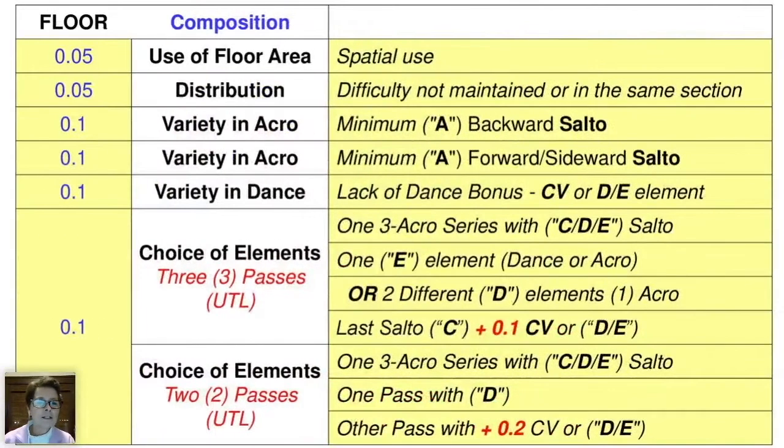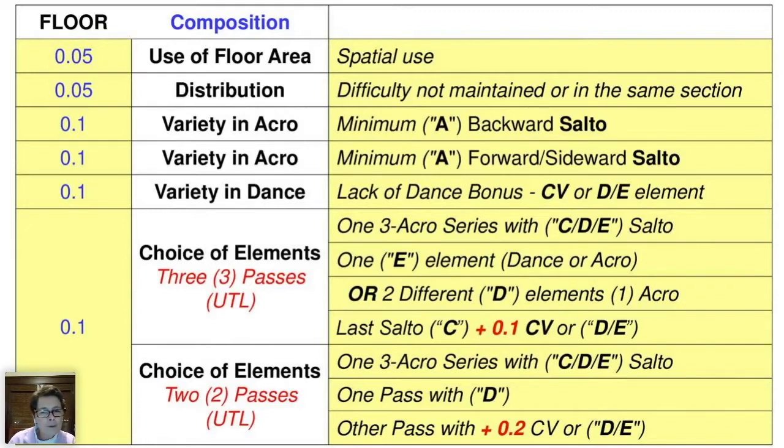Next is composition. Remember, composition for college is very specific. These are the only deductions that you can take. Half-tenth if they aren't using the floor spatially well. Distribution is 0.5, the difficulty not maintained or in the same section. If they are lacking an A backward salto, there is no backward salto at all in the whole routine, it's a 1/10 compositional deduction.